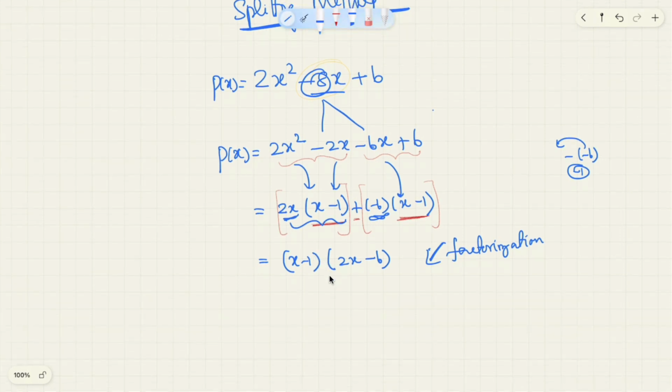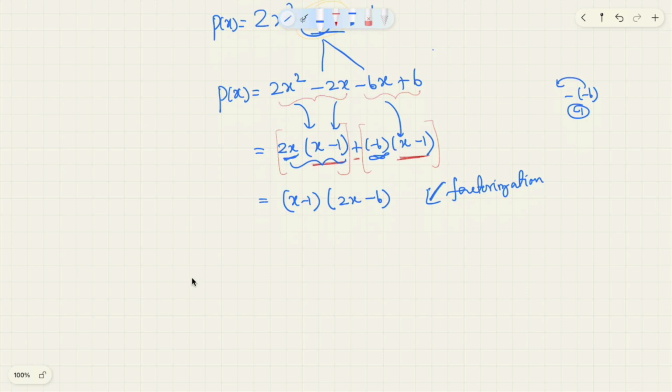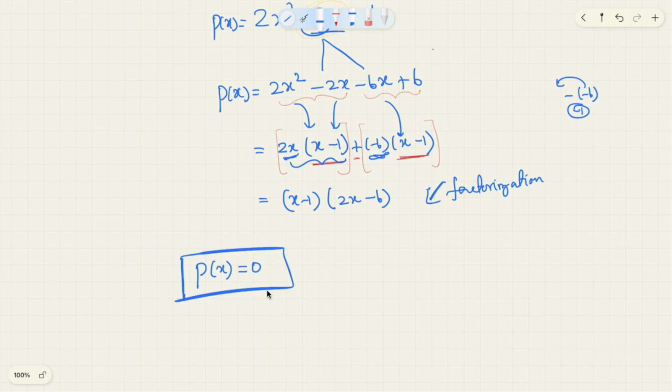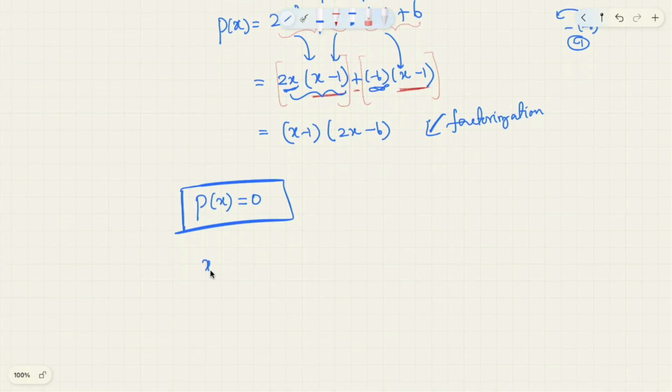Now because of this, what did we want to find? We wanted to find the x values so that p of x is equal to 0, because we wanted the roots of this polynomial, correct? We already have p of x equal to x minus 1 times 2x minus 6. Now this is equal to 0. Now imagine what happens here.